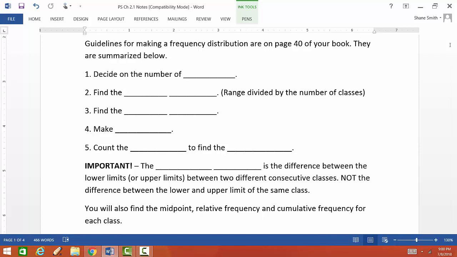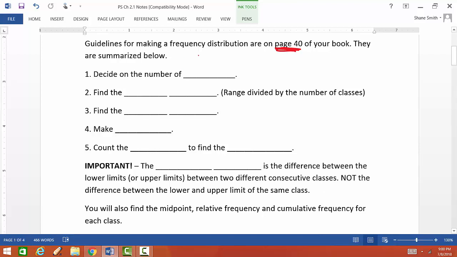Okay, so how do we make a frequency distribution? Well, first of all, these guidelines are outlined on page 40 of your book. I would highly advise you to read page 40 and read the guidelines. Go through an example in the book. And in fact, if you just go through all of section 2.1 and read from the book and then watch this, that might be beneficial to you. Or watch this first and then go through it if you want to see another example.